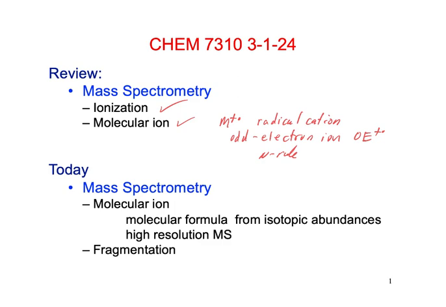And then the rules are reversed as far as whether the mass is odd or even. Okay. So we're going to talk a little bit more about the molecular ion. We're going to go through McLafferty's approach to determining or calculating a molecular formula from the isotopic abundances. We'll talk a little bit about high-resolution mass spectrometry, a way to directly measure the formula, essentially. And then we're going to start talking about fragmentation reactions. Okay?